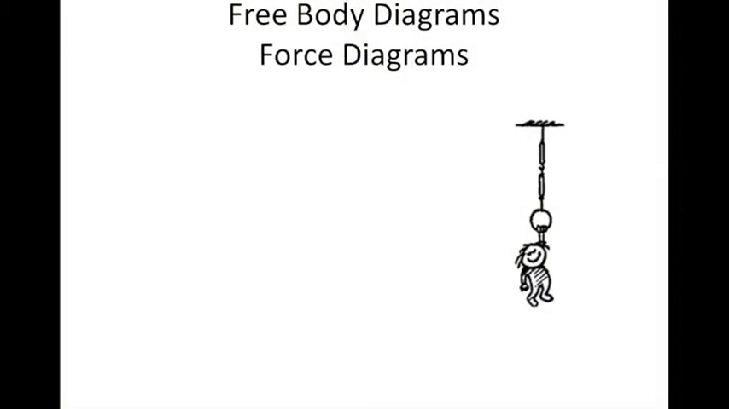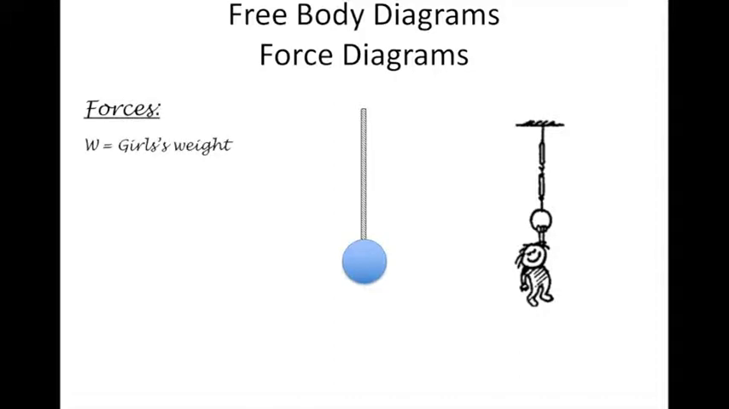In this situation, I have a girl who is at rest, but she is hanging from a rope. So we begin by drawing the girl, or in my case, I'm just going to draw a blob to represent the girl, and the rope. These are the 2 objects in my system. Let's identify the forces. Well, we're interested in the forces acting on the girl. So first of all, the girl's weight. The girl's weight is due to gravity, so it is a vector pointing down.